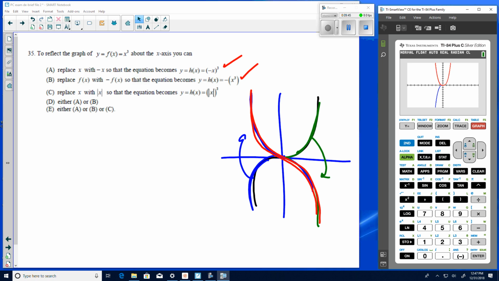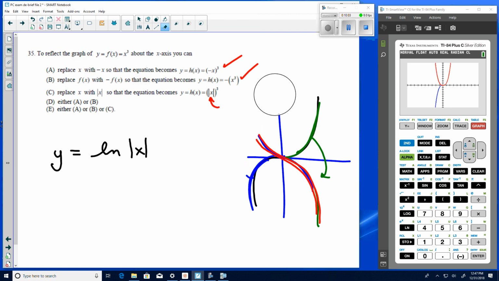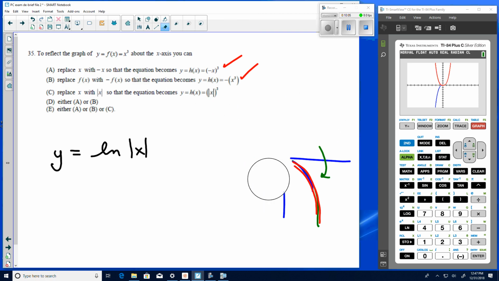By the way, this idea of replacing the x with the absolute value of x, you'll see next year in calculus. One of the functions we look at quite a bit is the natural log of the absolute value of x. Sort of an interesting transformation. What it does is it takes everything that's positive x values, and just reflects it about the y-axis.